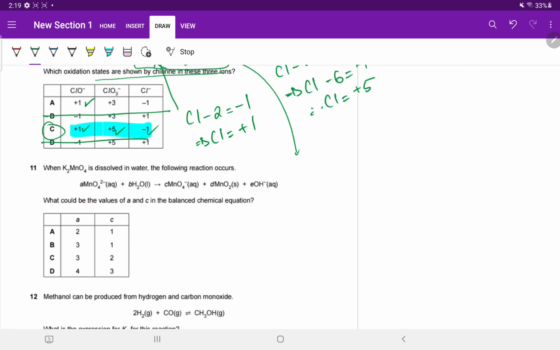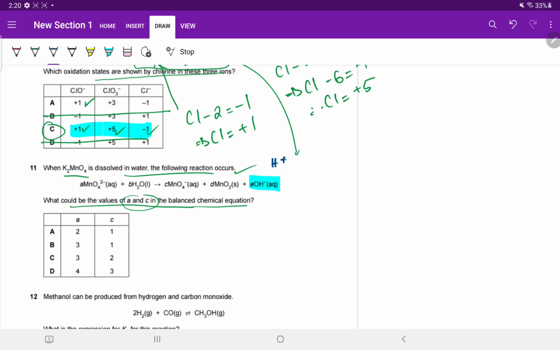Okay, question number 11. It says when KMnO4 is dissolved in water, the following reaction occurs. What could be the values of A and C in the balanced chemical equation? Over here, one important thing which you have to notice before we start proceeding with writing the whole balanced equation using the half equations is, do you have hydrogen or hydroxides in the question? Over here, one important thing is that they have given hydroxide in the question instead of hydrogen, which we typically see in some other past years, especially in 2020.